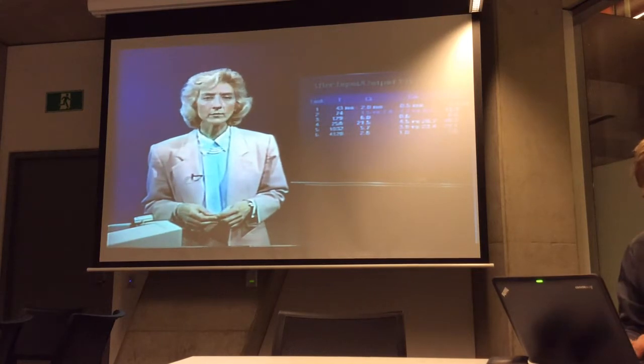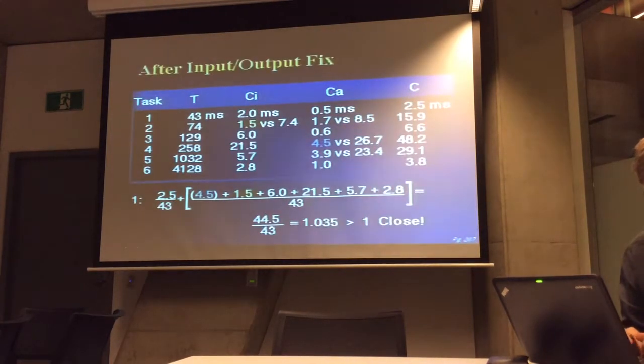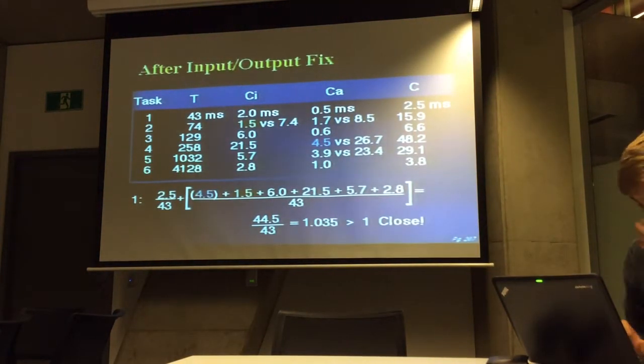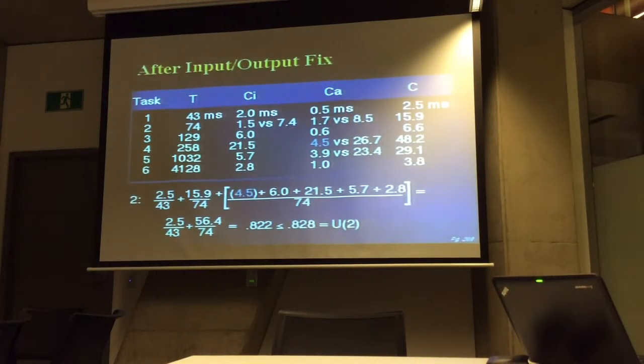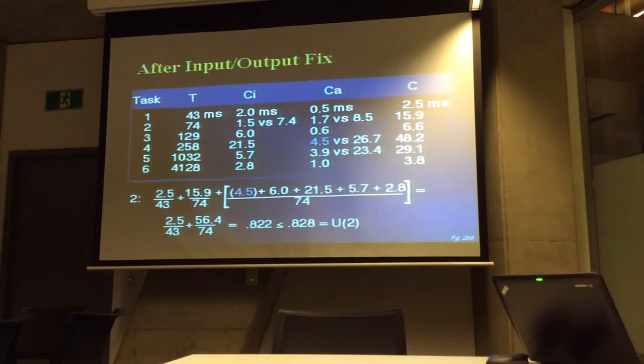However, how are we doing on schedulability? For task 1, we're now down to 44.5 divided by 43, which equals 1.035. Still greater than 1, but so much better than when we started. For task 2, we get 0.822. U of 2 is 0.828. So task 2 is actually schedulable at this point. Task 3 is 0.594, which is also schedulable, and so are the others.